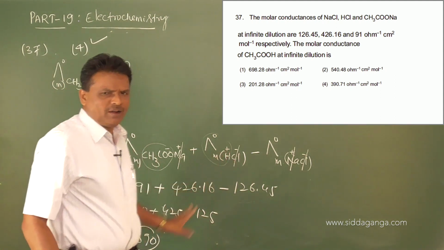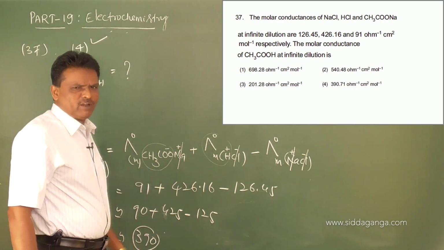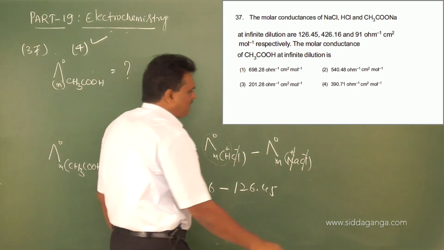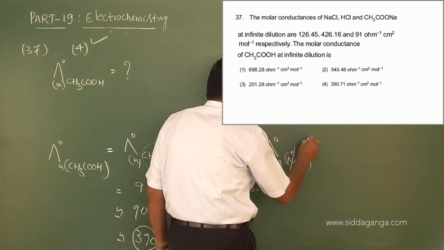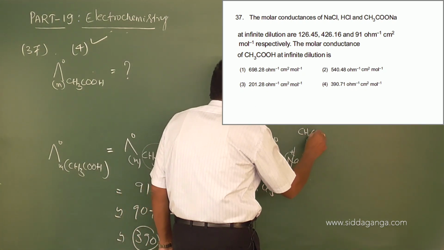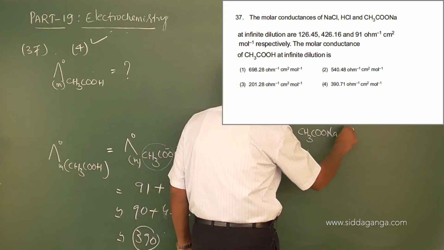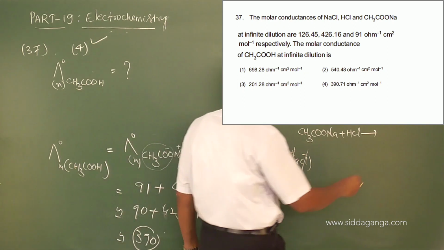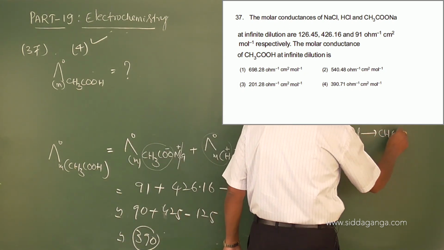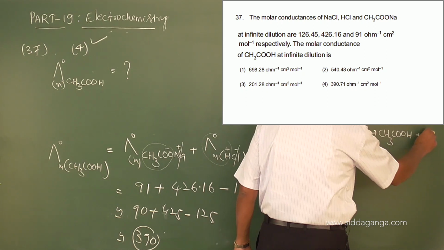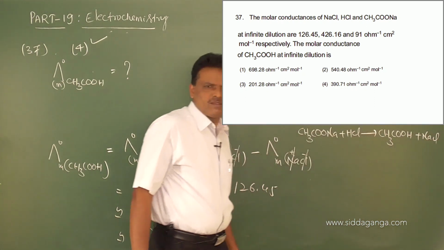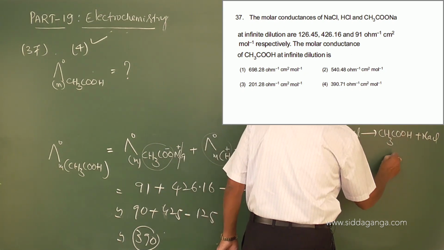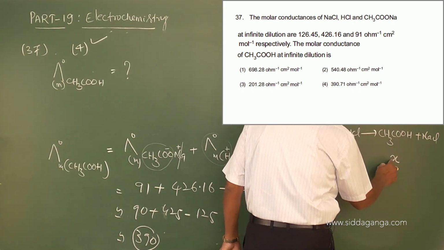Or in other words, you can also do it like this. Molar conductivity of acetate. So here, CH3COONa plus HCl, we get acetic acid, CH3COOH, plus NaCl. Is it clear? I want the value of the limiting molar conductivity of acetic acid. Say X is not known, it is to be calculated.